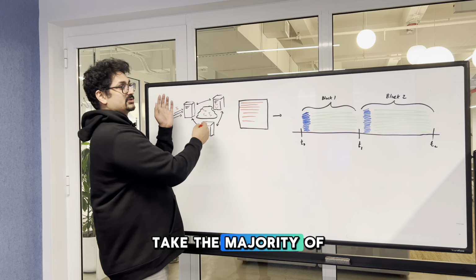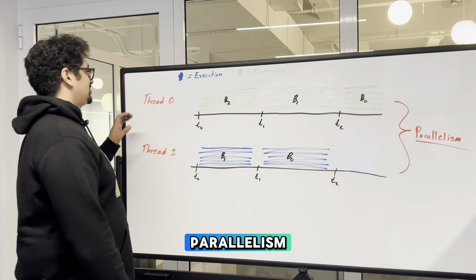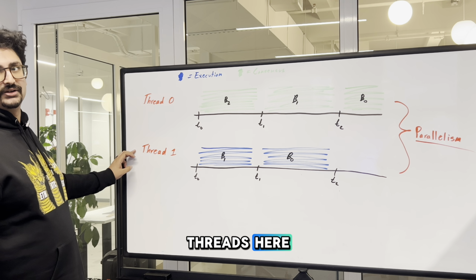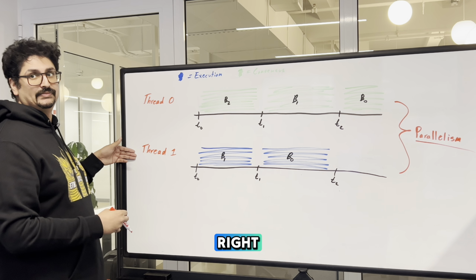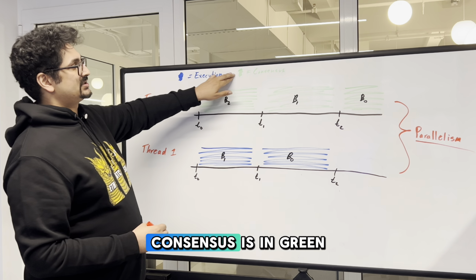So the concept of asynchronous execution really only works when you have parallelism. When you have parallelism, you do have multiple threads. And so what we've done is we've taken that image of a single block with execution and consensus together, and we've exploded it on the same timeline, but between 2 threads, right? And so here, again, execution is in blue, consensus is in green.